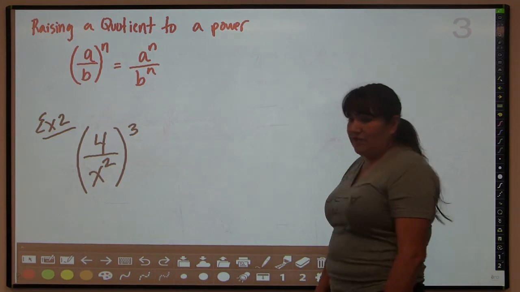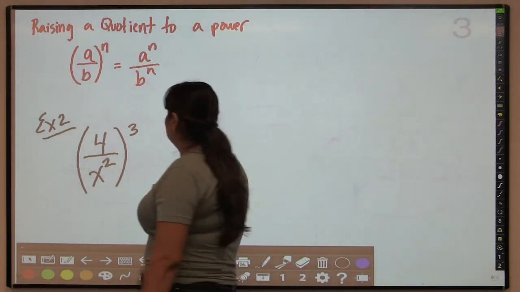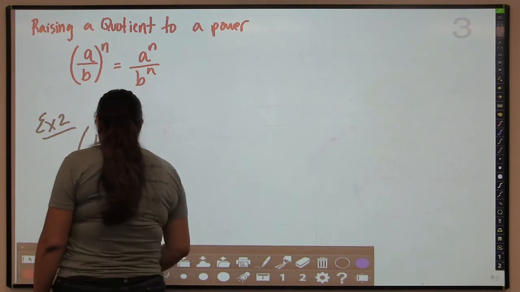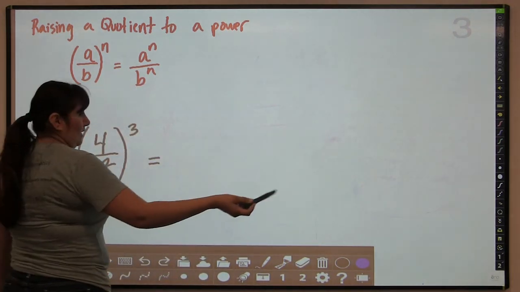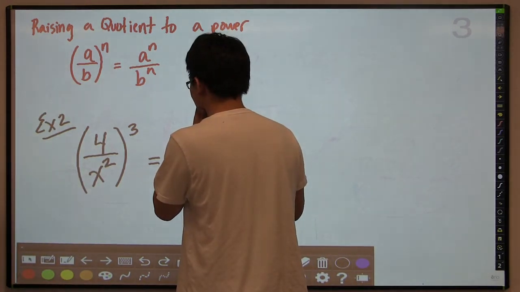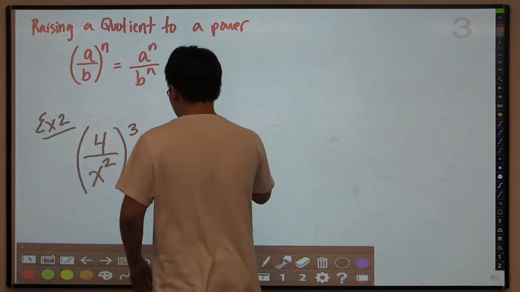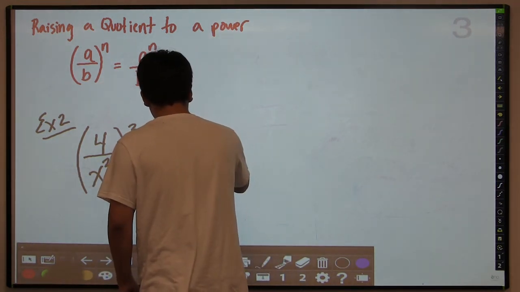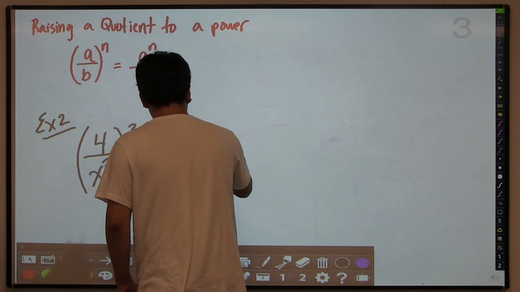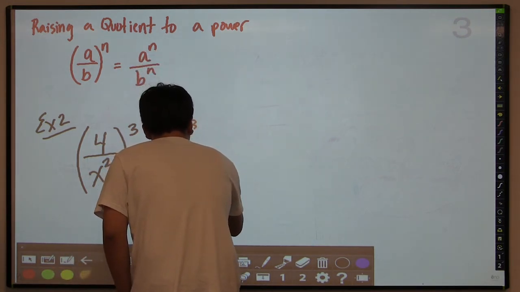So I'm going to have Paul come up here right now, and he's going to show you how to do this example here. So show us, Paul, how do we distribute the cubic to both the top and the bottom? Go ahead and write it down for us. Yep, 4 to the 3rd. And then we're going to have x squared to the 3rd.